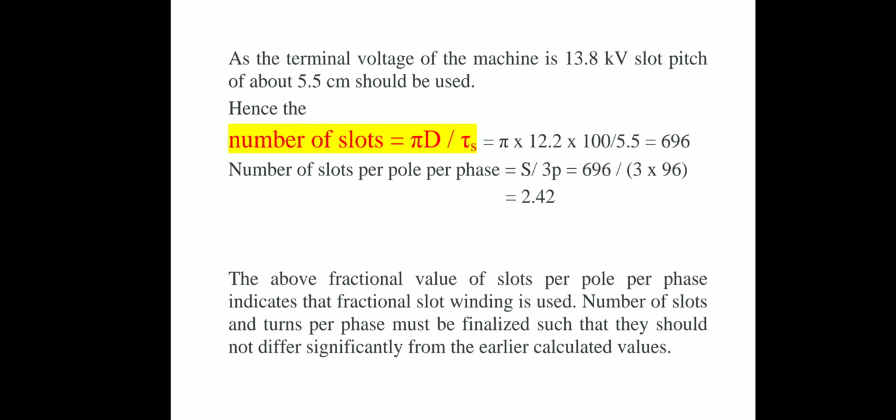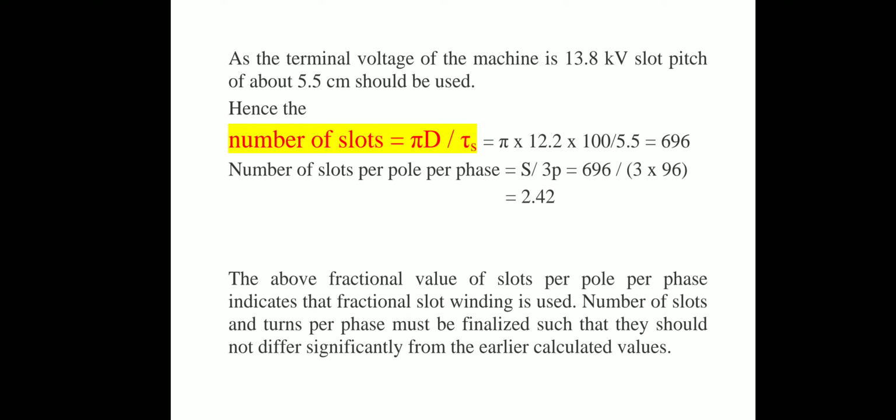So the number of slots per pole per phase is equal to S upon 3P, which is 696 upon 3 into 96. It is 2.42, which is a fractional number. Note this result, the number of slots per pole per phase, that is, the slots per pole under a single phase. It is 2.42, which is fractional. That means the above fractional value indicates that fractional slot winding is used.